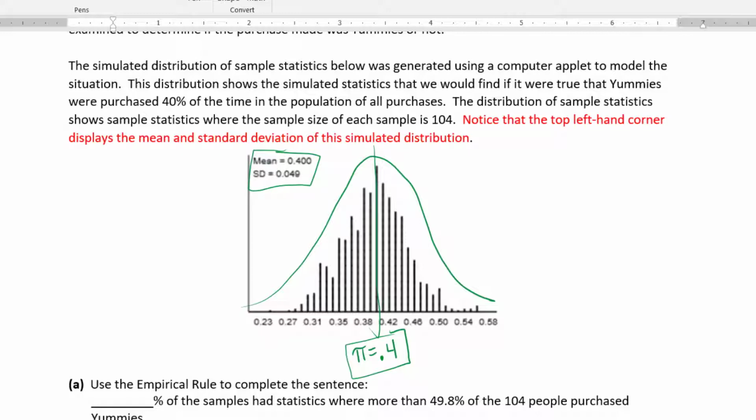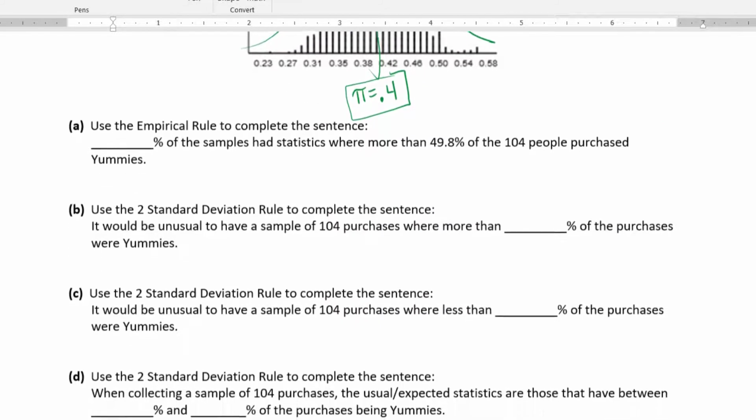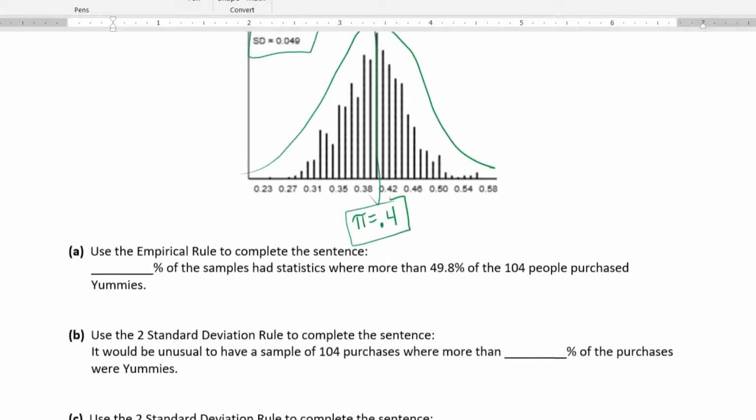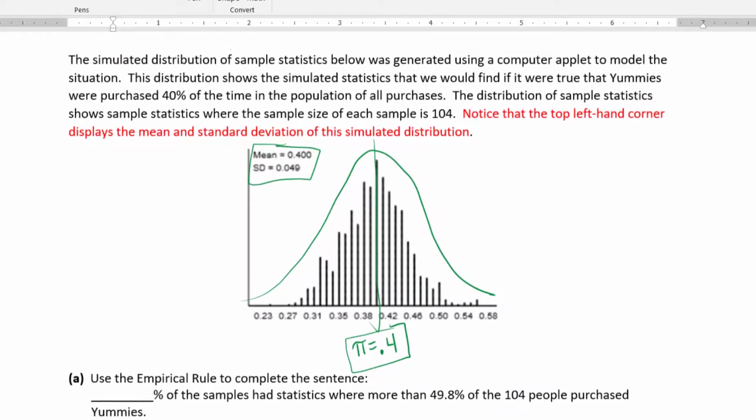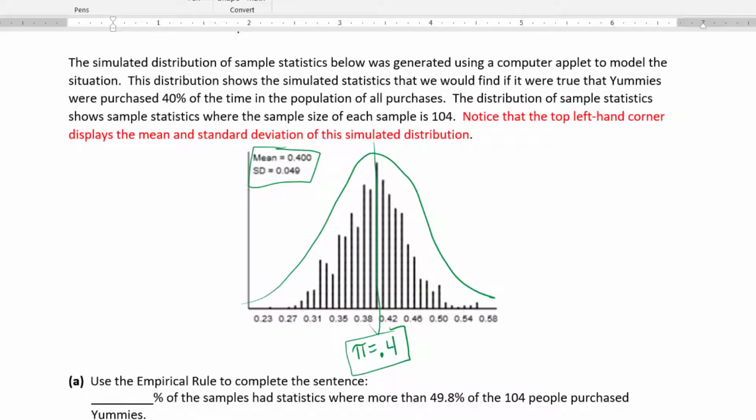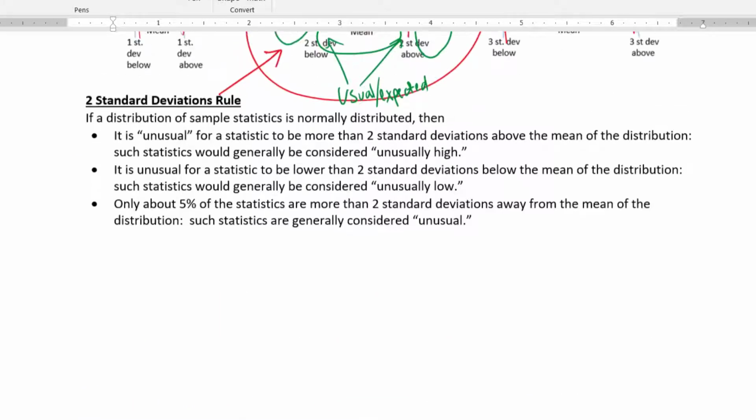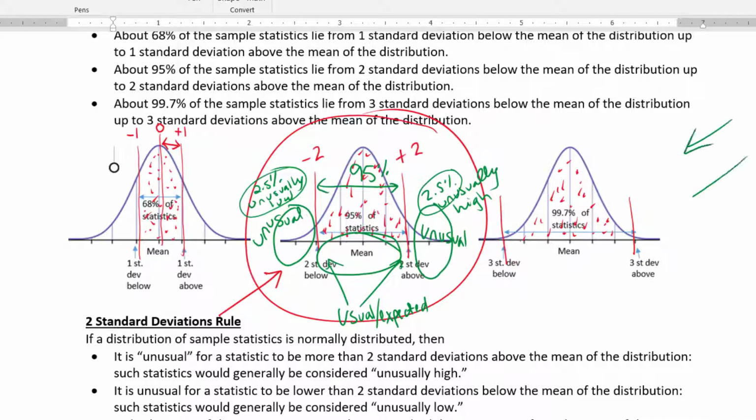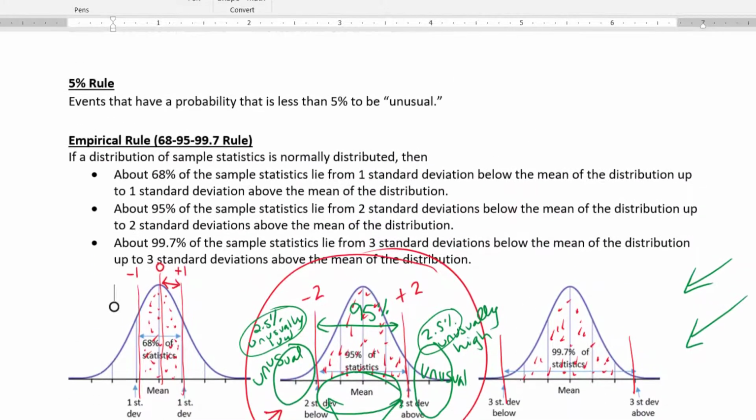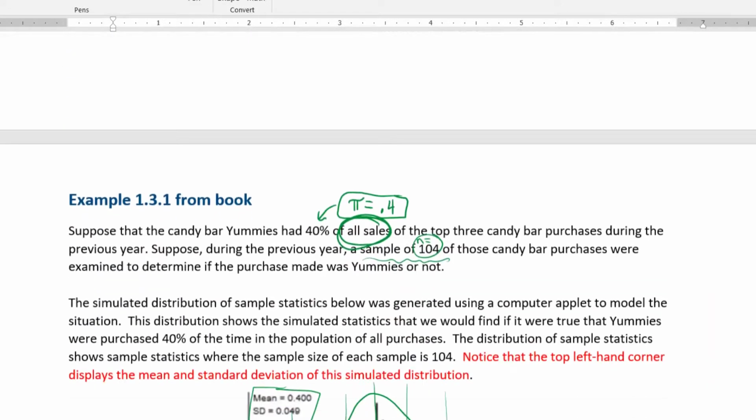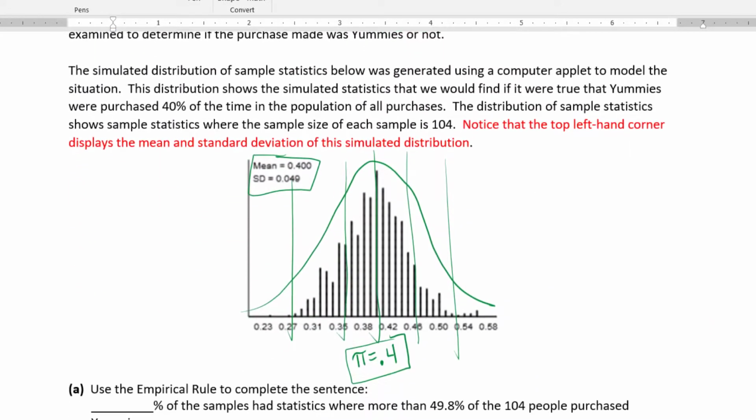Now, I have a series of questions that follow that are asking me to use the empirical rule, the 2 standard deviation rule, etc. Before I even look at those problems, I am going to go through and add in these vertical lines that represent those standard deviation chunks. I am going to line it up with these rules up here, which relate to how many standard deviations away from the mean we are. Okay, so I'm going to do that first, and then I'll be able to easily answer all these questions because they all are going to go back to those values.